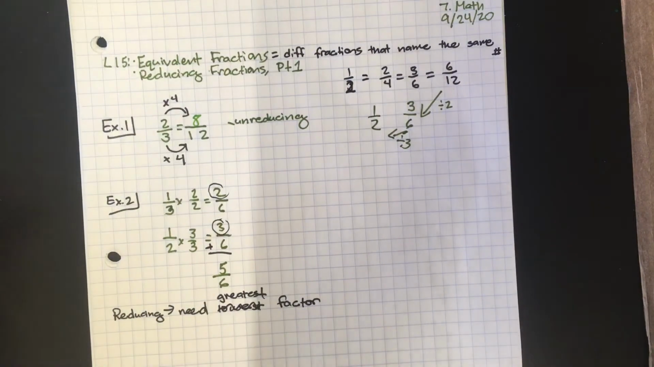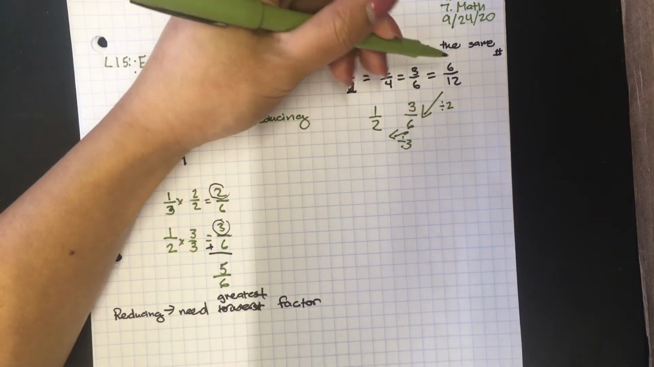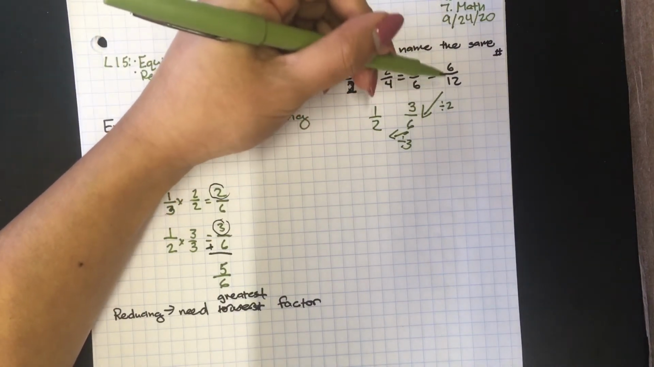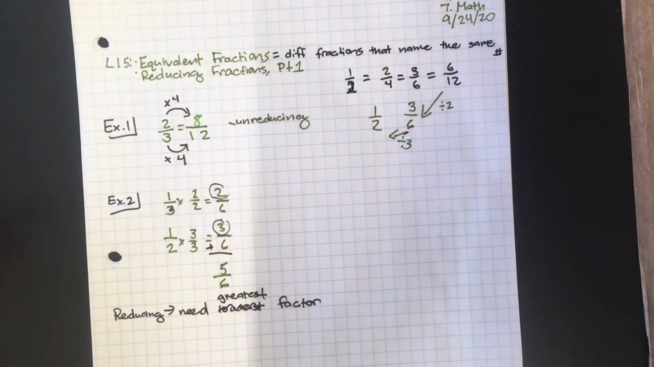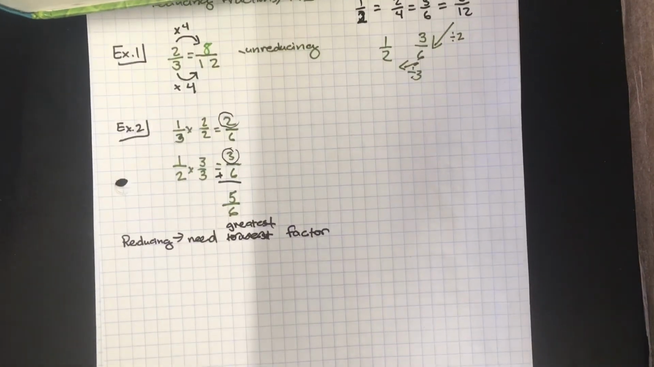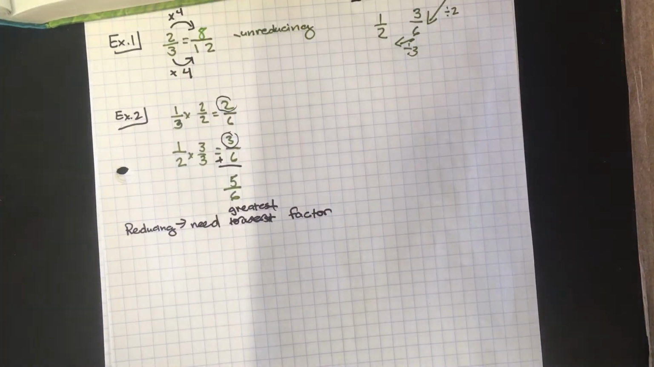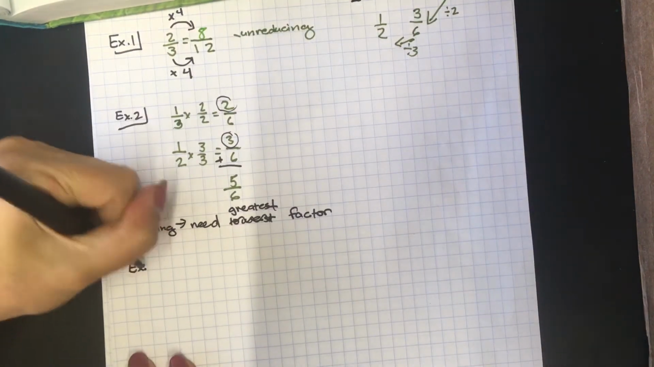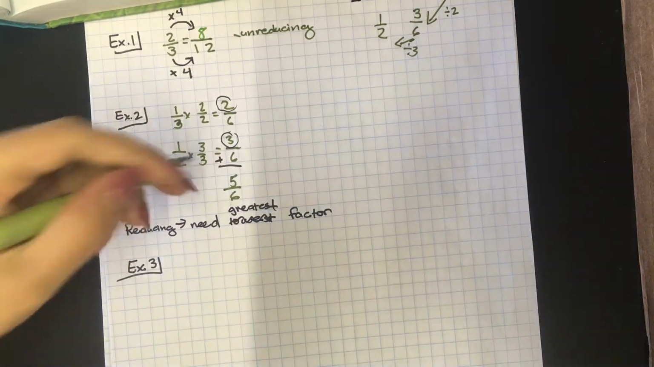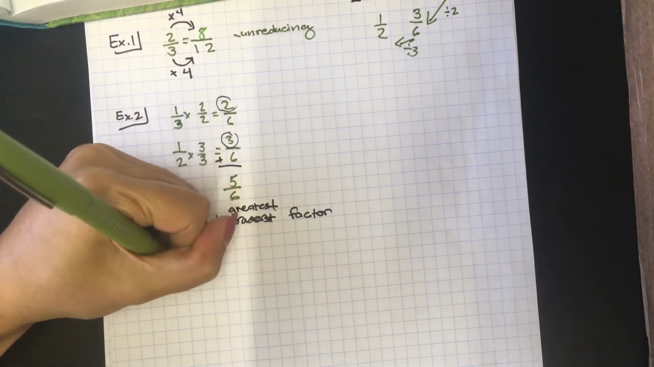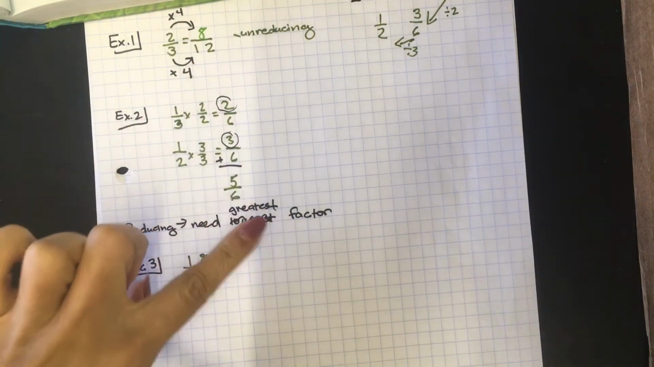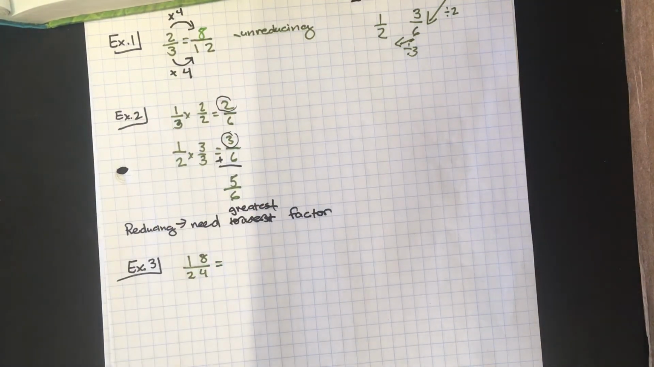So I had to do it in 2 steps. If I knew my greatest common factor was 6, I could have just divided both parts, top and bottom, by 6 and gotten 1/2. Okay? So we're just trying to do this in the least amount of steps. So for example 3, we have 18 over 24. What is going to be our greatest common factor? Answer on Edpuzzle.